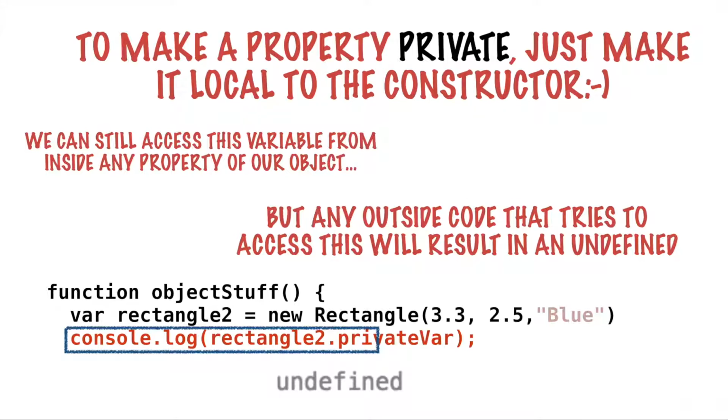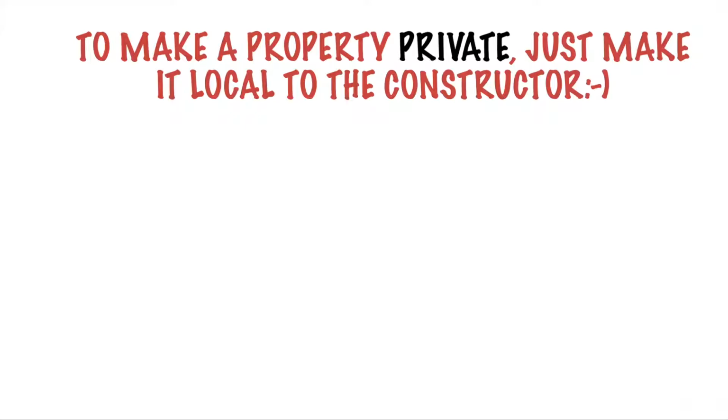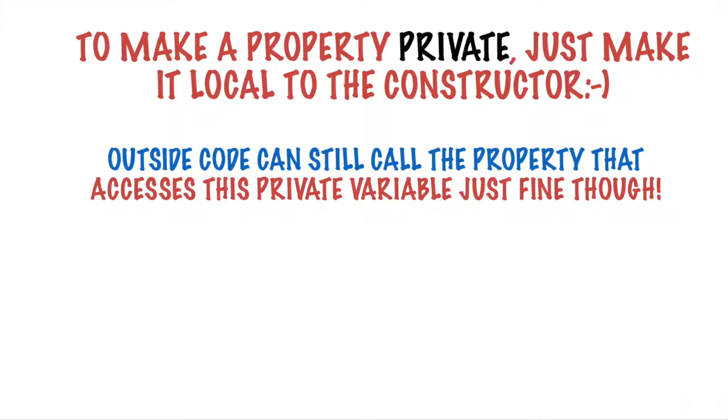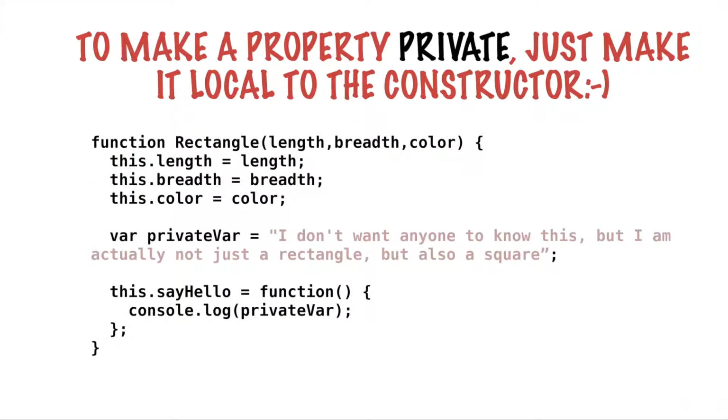However, code outside the object which calls the property function that accesses this private variable works just fine. So if you go back and look at our rectangle object constructor, you'll notice that there is one function within this called sayHello, which accesses this private variable. Outside functions can call sayHello. The sayHello function is public. It accesses a private variable, but the function itself is public. That property is public, and that can be accessed by outside code.